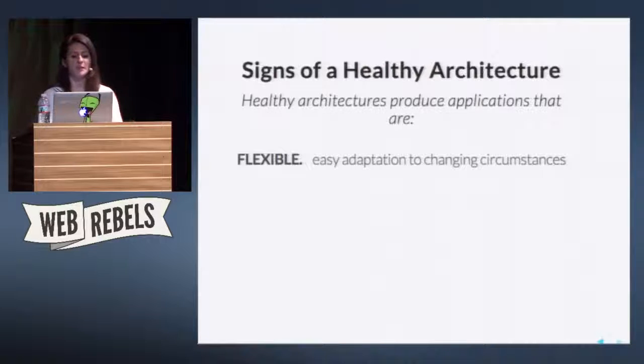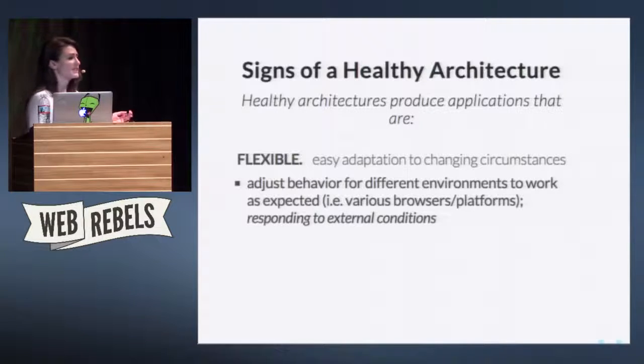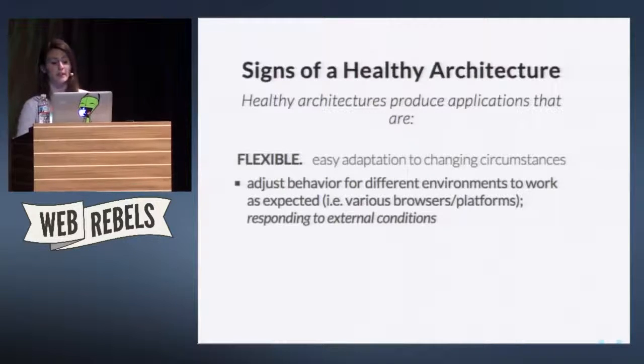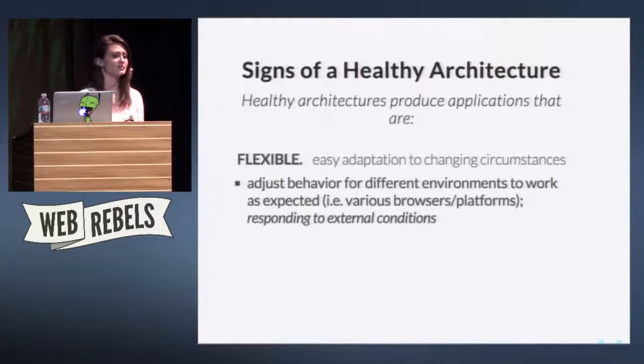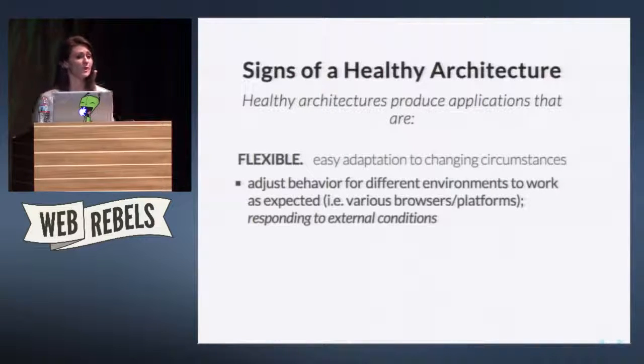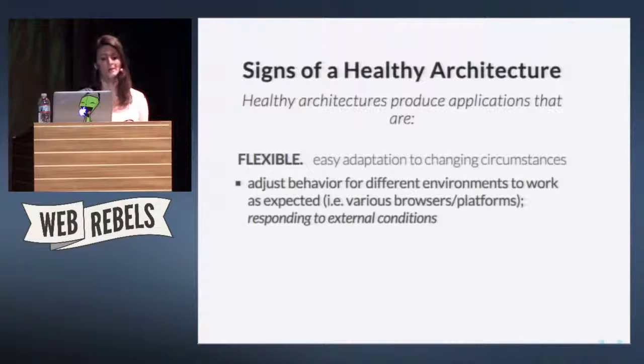Another sign of a healthy application is that it's flexible. So it easily adapts to changing circumstances. And these circumstances can be external or internal. So say a standard web application, it might have to adjust its behavior based on where it's running. Different browsers, different platforms, it's going to have to behave differently. Similarly, the body is going to respond to external environments. Something like the weather is something that our body always is flexible with. So when we go outside and it's cold, we might get goosebumps on our skin. But then as soon as we go inside and we're warm again, we don't need those anymore, so the goosebumps go away.